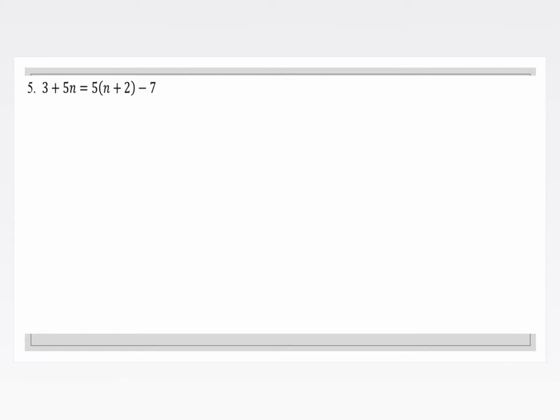Our next example, we have 3 plus 5n equals 5 times n plus 2 minus 7. So on the left-hand side, we are all set. But on the right-hand side, I notice that I can distribute. So I'm going to distribute this 5 to everything that's in my parentheses. So I'll get 3 plus 5n equals 5n plus 10, and then we are subtracting 7 on the outside.